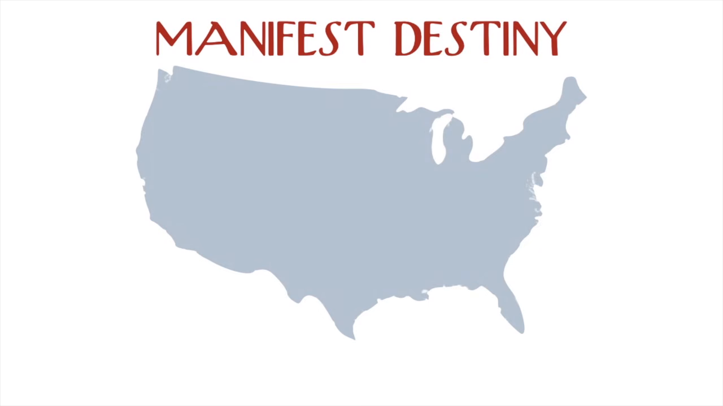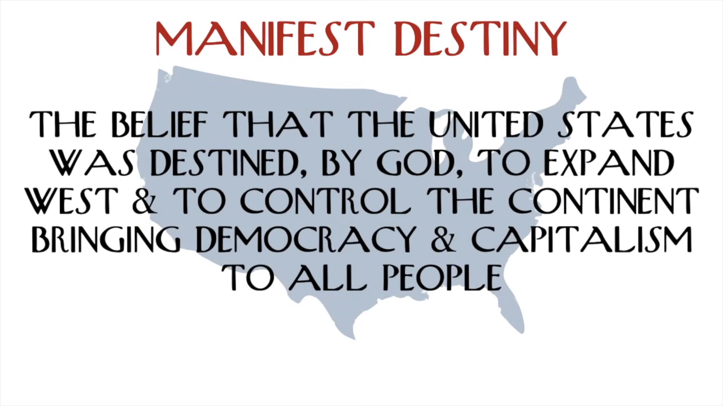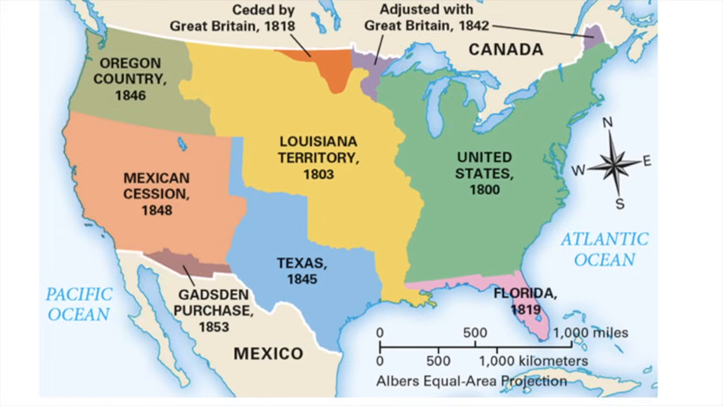American imperialism is more rooted in the idea of manifest destiny, which is the belief that the United States was destined by God to expand west and to control the continent, bringing democracy and capitalism to all people. This is a very romantic view of American history and how it's expanded since its early beginnings. America's always been an expansionist nation.